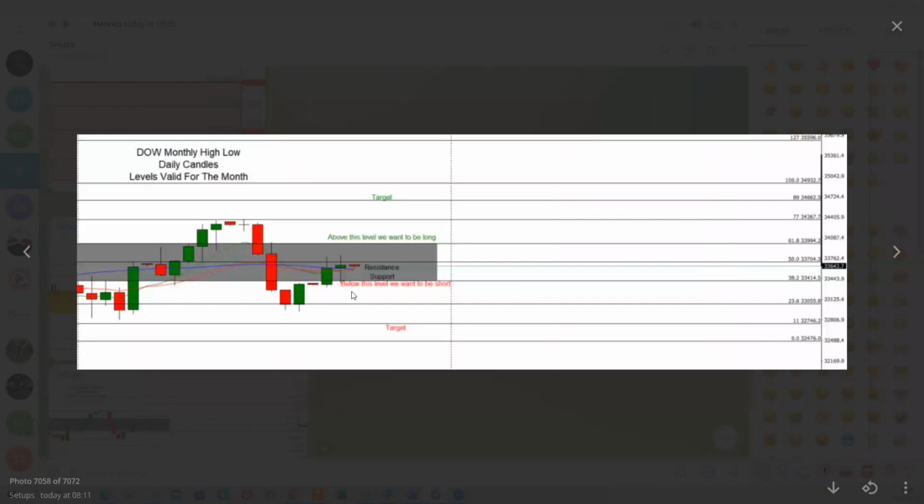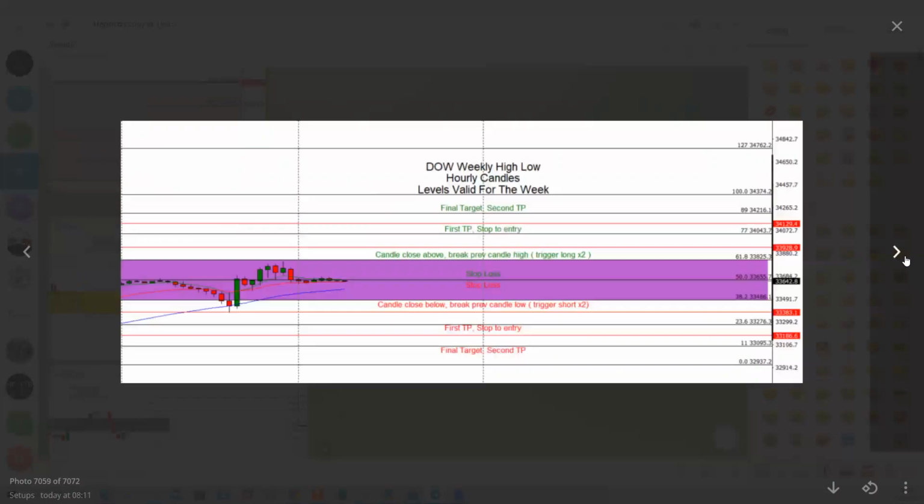On the Dow monthly high-low, currently between levels of 50 and 38.2 as support resistance. If you look at the moving averages, quite a little bit squeezed together there, but it looks like 21 is starting to cross 8. So that looks like trend might be down. In the case that trend is down, we want a push below the 38.2 to aim for the 11. Otherwise, if trend is up, we want to push above the 61.8 to aim for the 89.